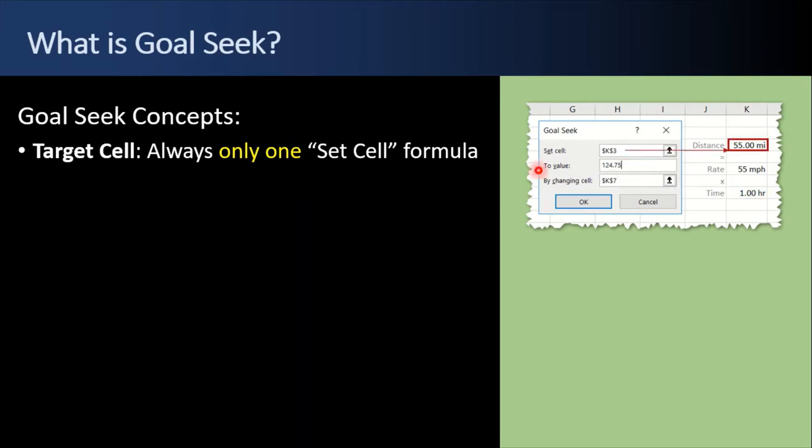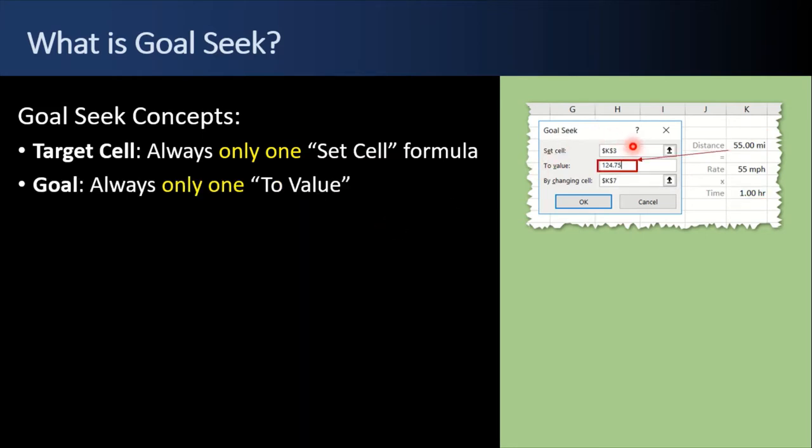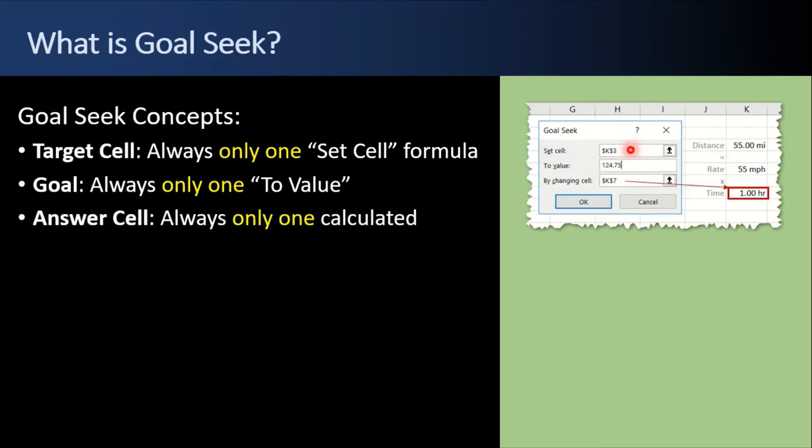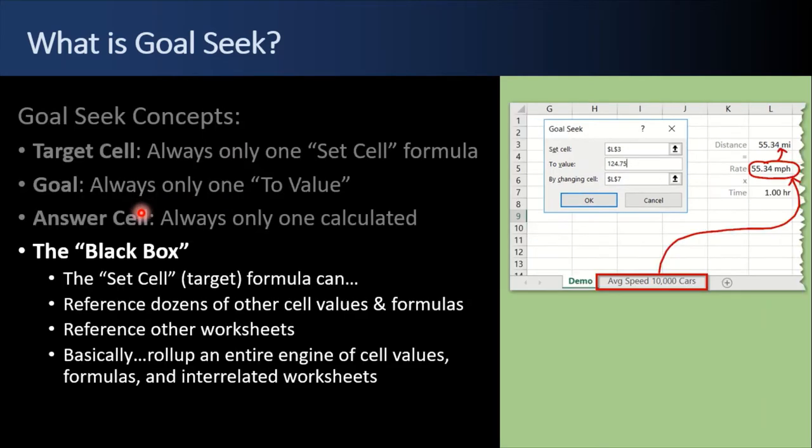So back to the beginning. Set this cell to this value by changing that source cell. And up here it's just a really simple formula, but it can be much more than that. Think of it as a black box. Think of this spreadsheet down here as a table with 10,000 cars, and it's calculating an average speed and plopping it into here. And then we're doing Goal Seek based on that average speed to see what it would have to be in order to arrive at some time or some different distance.